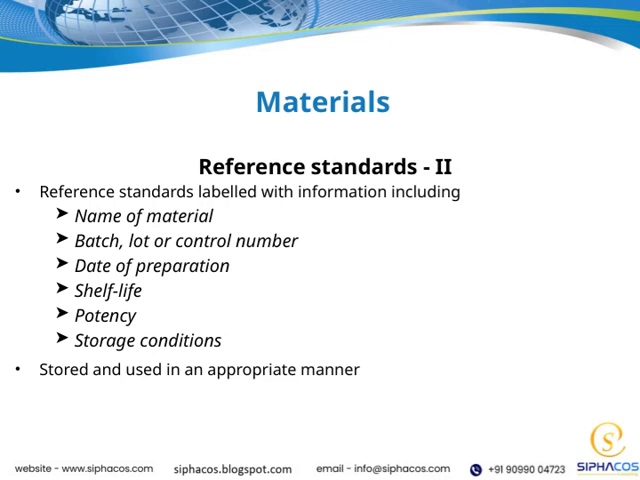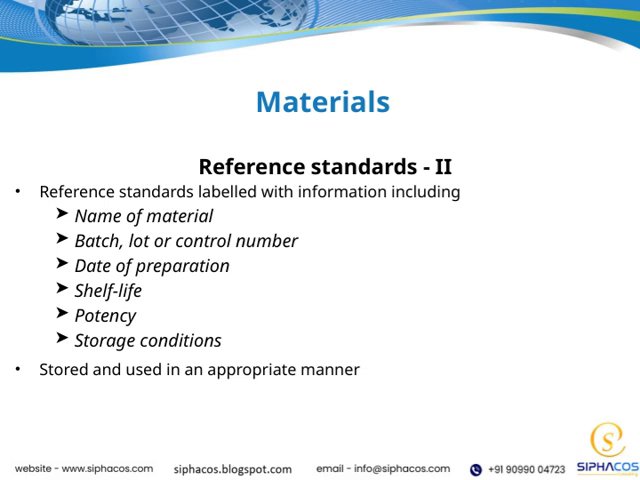These standards are labeled with important information to ensure their proper use and traceability. First, you'll see the name of the material, which clearly identifies what the standard is. Next, the batch, lot, or control number is critical because it allows us to trace back to a specific production run. The date of preparation is also included, helping us determine the age of the standard. Another vital piece of information is the shelf life, which indicates how long the standard remains valid when stored properly. Potency is also noted, ensuring that the standard maintains the expected strength or activity level.